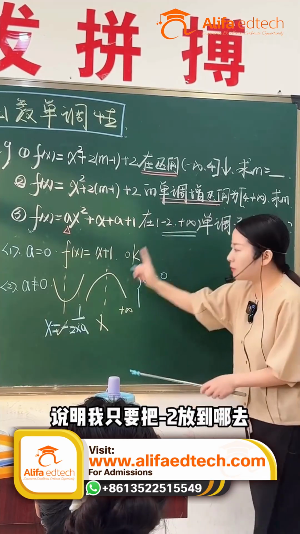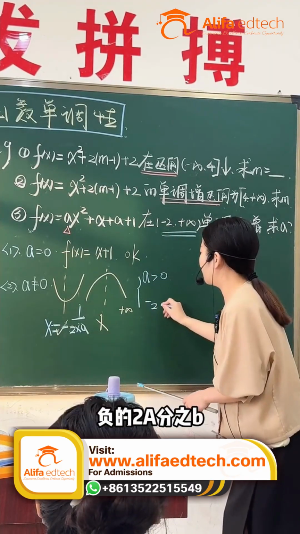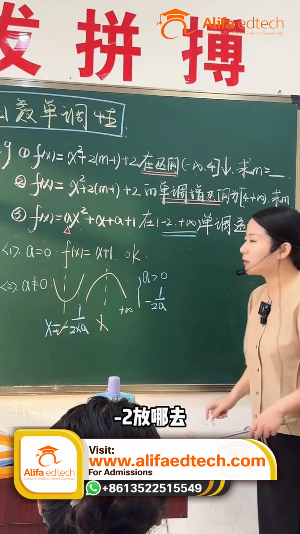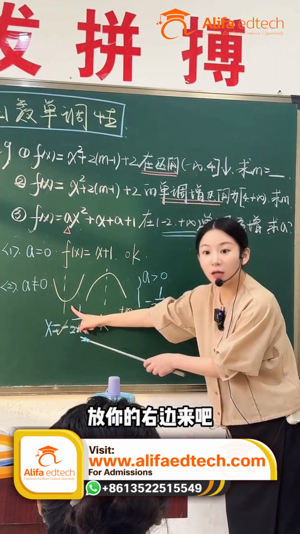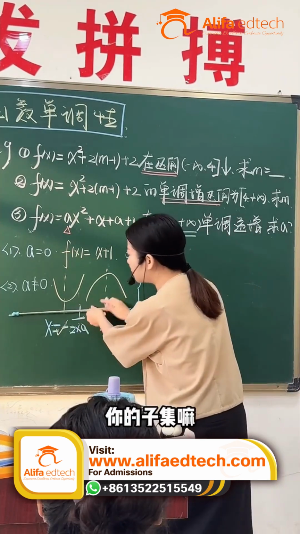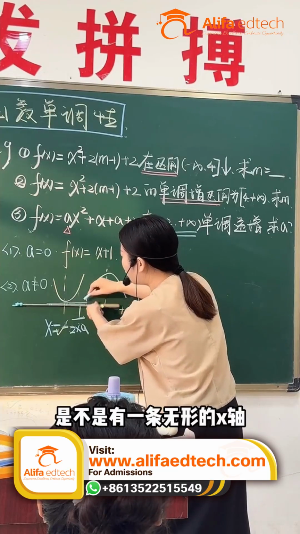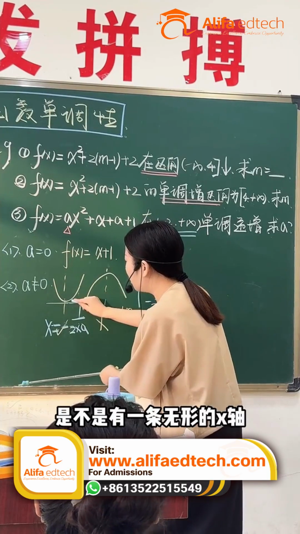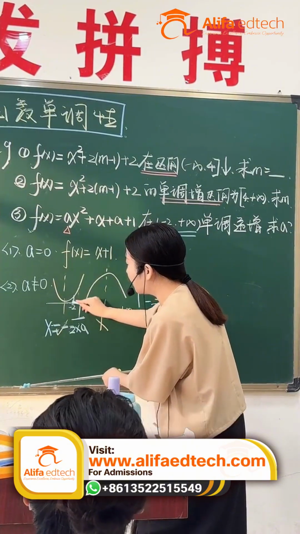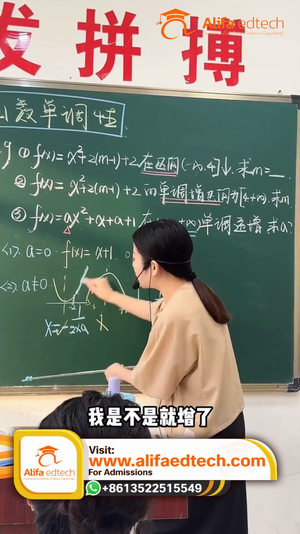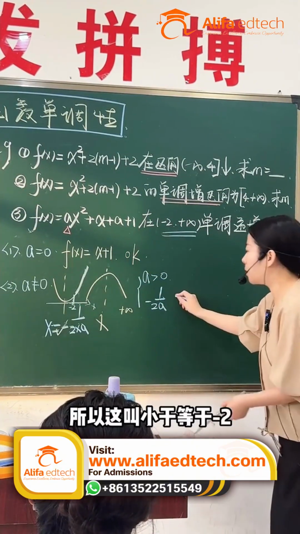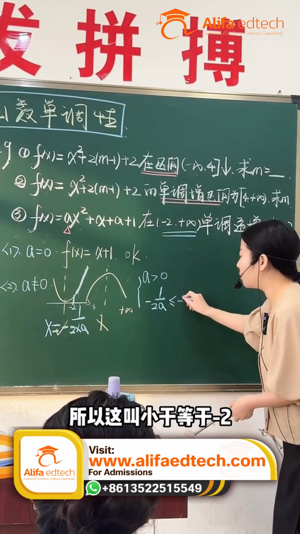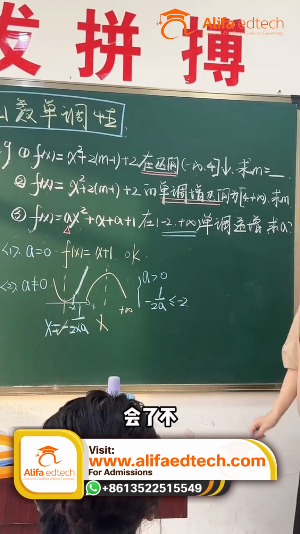This means I just need to place -2 where? -b over 2a. Where do I put -2? Put it to your right. It's a subset. In your mind, there's an invisible x-axis. I put -2 here. Look, from -2 to positive infinity, it's increasing. So this means the axis is less than or equal to -2. Got it? Come on, let's solve this.